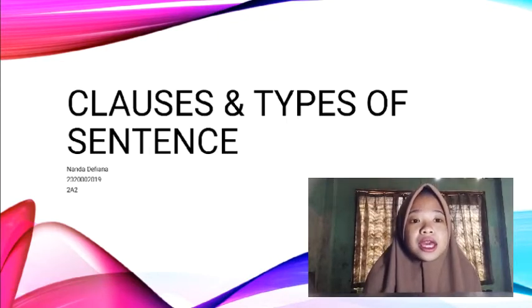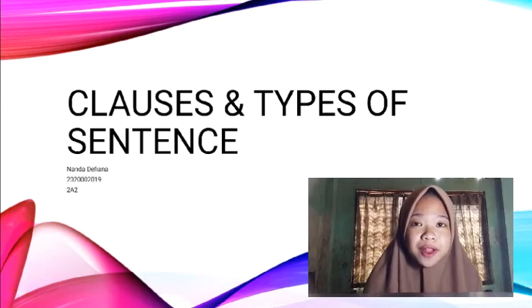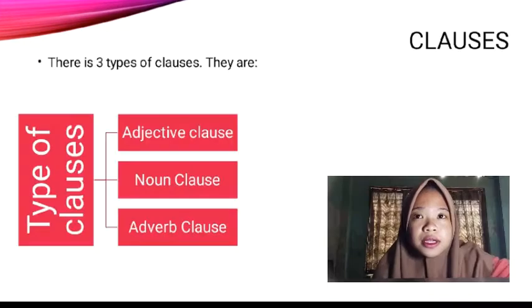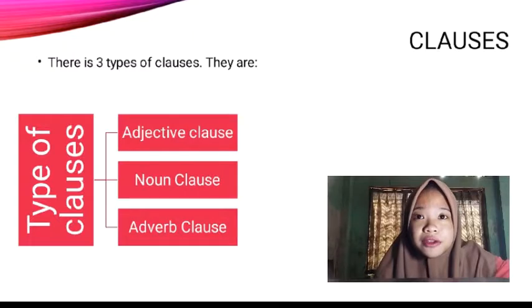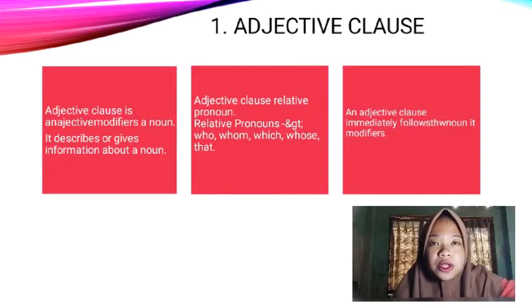202002019. Here I would like to explain the clauses and types of sentence. This is the final test of intermediate English grammar. So, let's begin. In this first slide is clauses. There are three types of clauses. They are adjective clause, noun clause, and adverb clause. So number one is adjective clause.